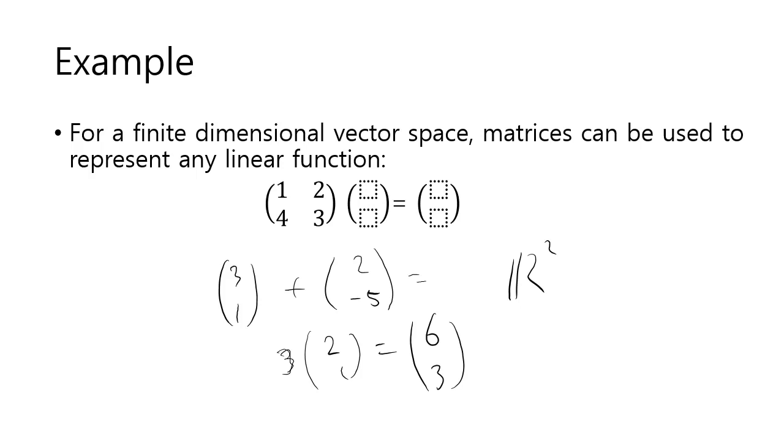A matrix like [1, 2; 4, 3] can take the role of a linear function. Suppose you had (3, 1) here. Then 1 times 3 plus 2 times 1 is 5, and 4 times 3 plus 3 times 1 is 15. Well, you multiply matrices this way, right? That gives you a result, and you can check that this is indeed a linear function.